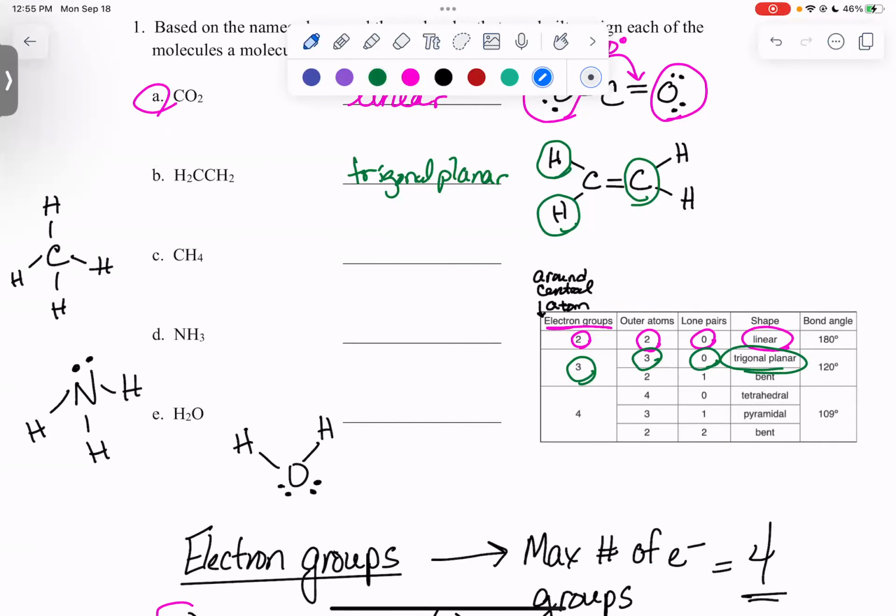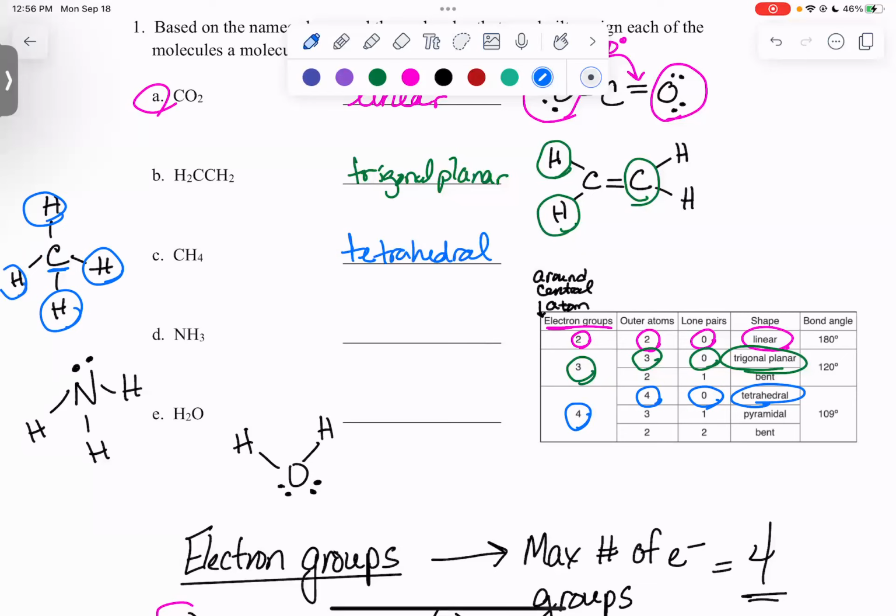CH4. If I look at my central atom right here, I've got 1, 2, 3, 4 electron groups. Of those 4 electron groups, let's see how many outer atoms I have. I have 1, 2, 3, 4 outer atoms, and I have no lone pairs. Therefore, this one is tetrahedral.